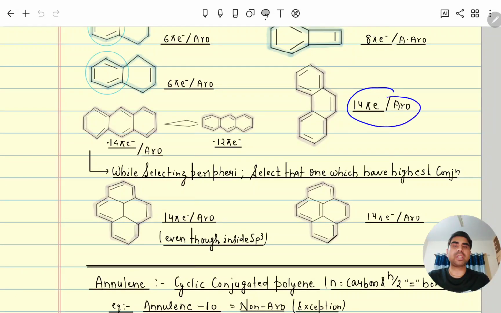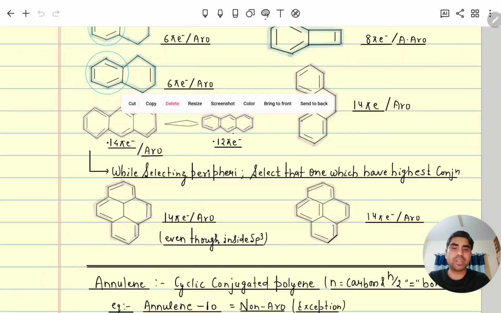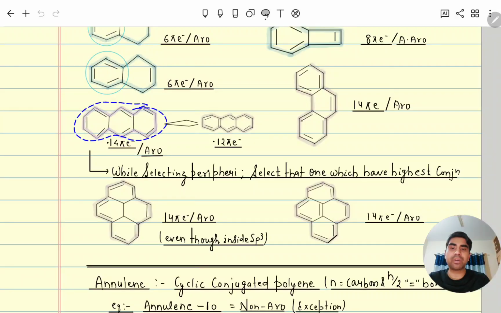14 pi electron, yes, aromatic. Here you can see anthracene. You know that anthracene has 4 types of resonating structure. In one resonating structure, the periphery and maximum cyclic conjugation come for 12 pi electron. Another resonating structure comes with 14 pi electron, so only that we will consider.